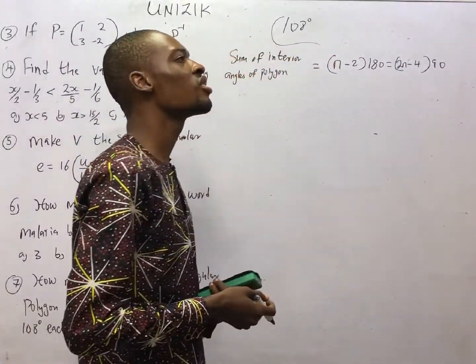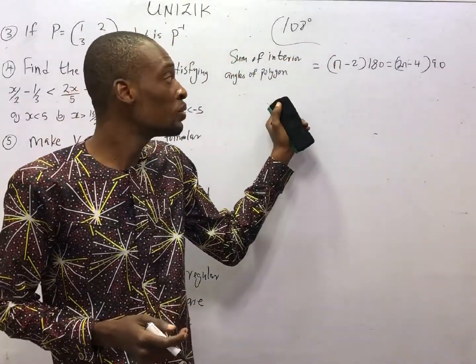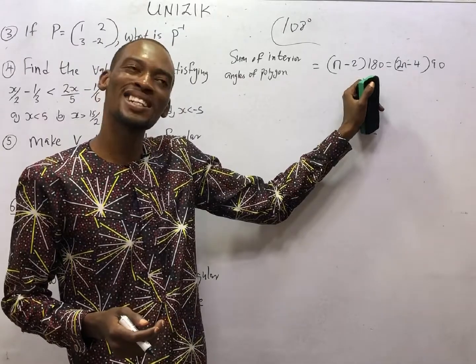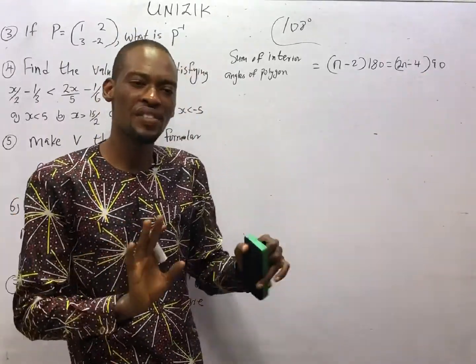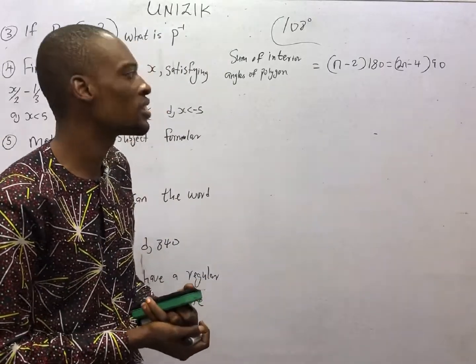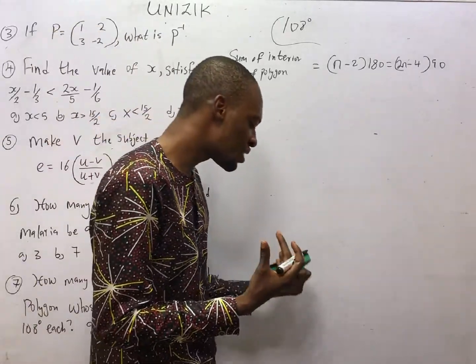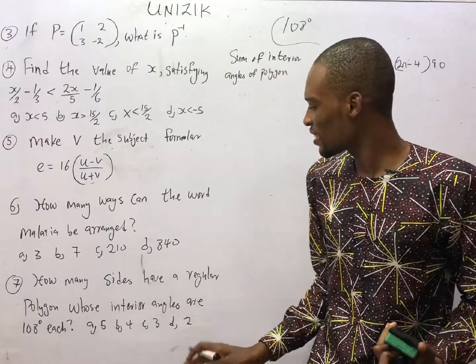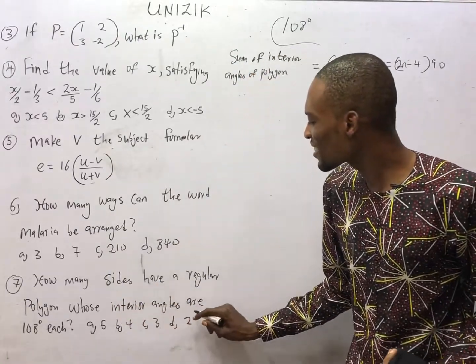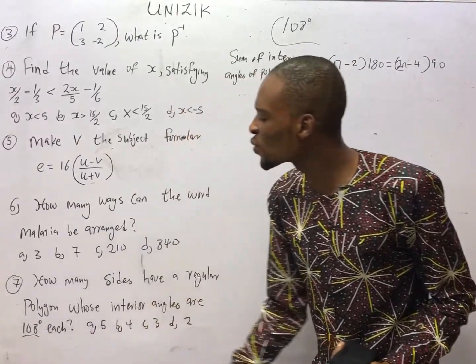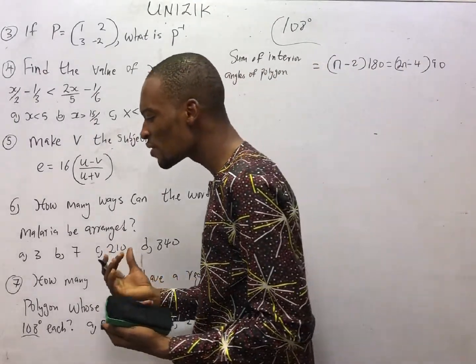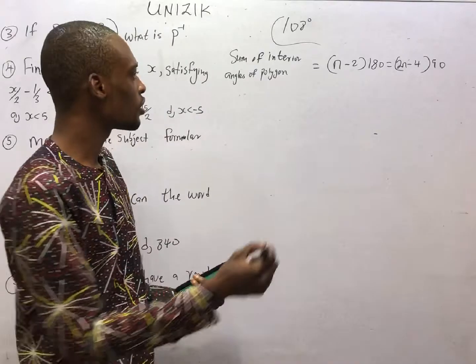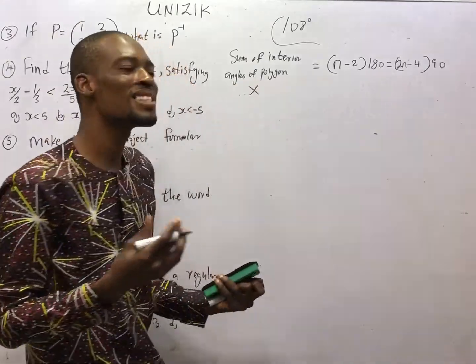So I said that the sum of interior angles of a regular polygon is n minus 2 times 180, or 2n minus 4 times 90. They are the same. So look at something. In this case, we are told that the regular polygon has each of the interior angles equal to 108 degrees. They did not give us the sum of the interior angles. Sum not given. They said each.